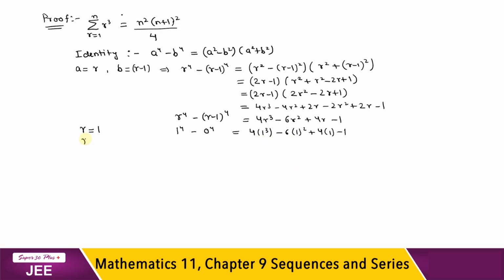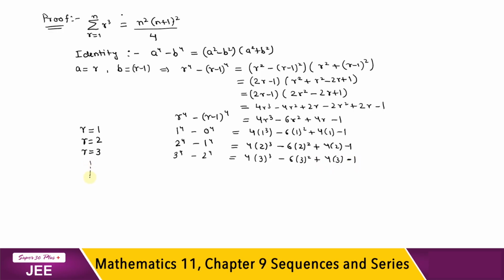Alright, now suppose that r is equal to 2. We get 2 raised to the power 4 minus 1 raised to the power 4 equals to 4 into 2 cube minus 6 multiplied by 2 square plus 4 into 2 minus 1. R equals to 3: 3 raised to the power 4 minus 2 raised to the power 4 equals to 4 into 3 raised to the power 3 minus 6 into 3 square plus 4 into 3 minus 1.